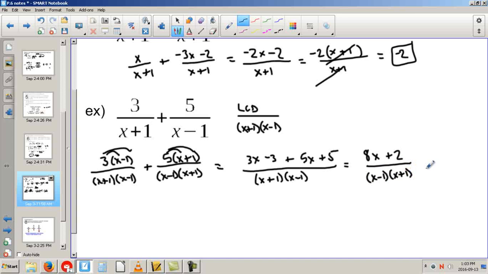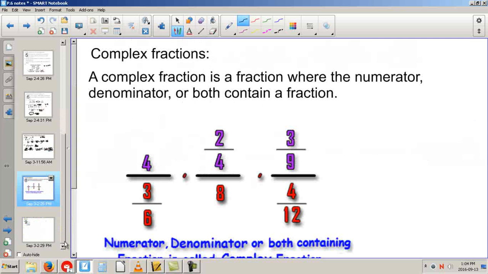Now I know this isn't going to reduce any significant way, but I want to try to pull out anything that's common, just out of habit. These two both have a 2, so I'm going to put 2 times 4x plus 1 over x minus 1, x plus 1. And there's my final answer on that question. There's a lot more involved when we're doing this addition subtraction, but finding the common denominator is the first piece. There's a couple of slides left.